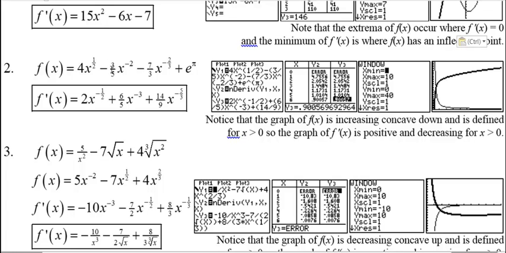Negative 2 times negative 3/5 is positive 6/5. Negative 2 minus 1 makes negative 3 for the new exponent. Negative 2/3 times negative 7/3 is positive 14/9. Negative 2/3 minus 1 is negative 2/3 minus 3/3, which is negative 5/3. And e and pi are both constants. So e to the pi is a constant, and the derivative of a constant is 0.